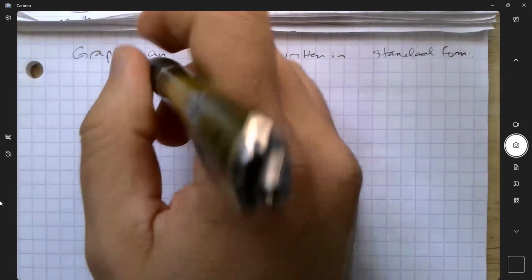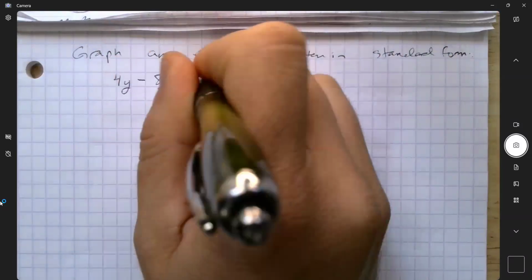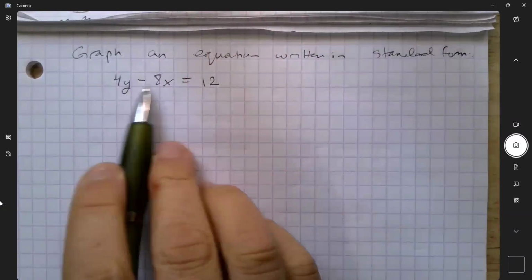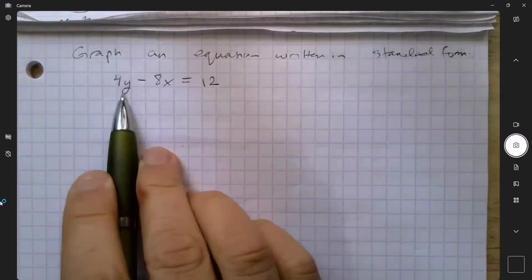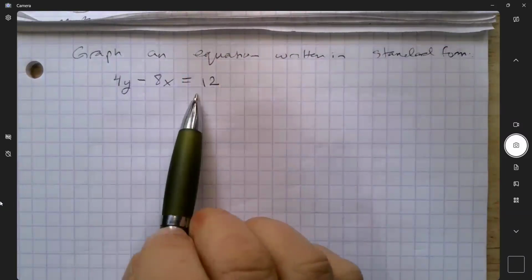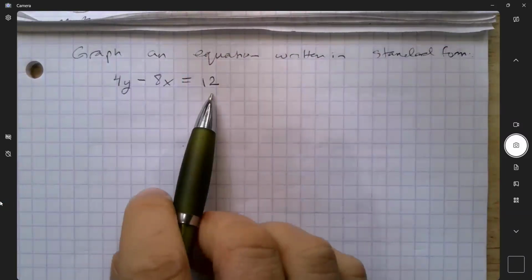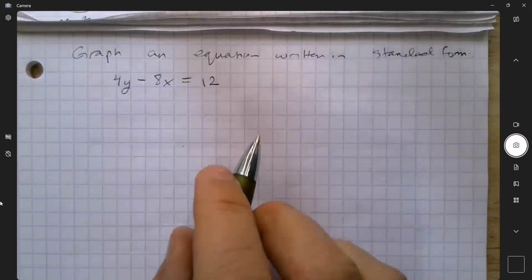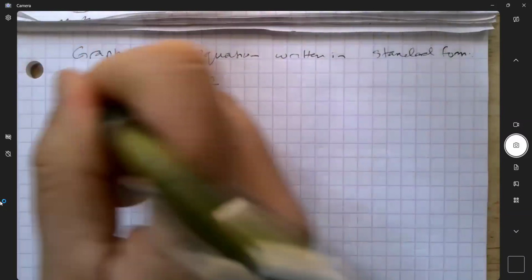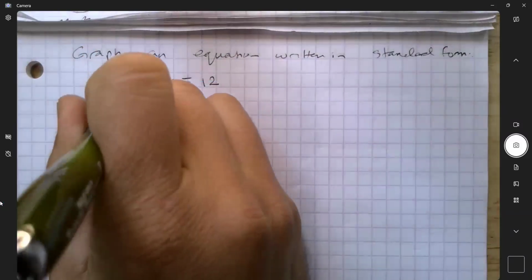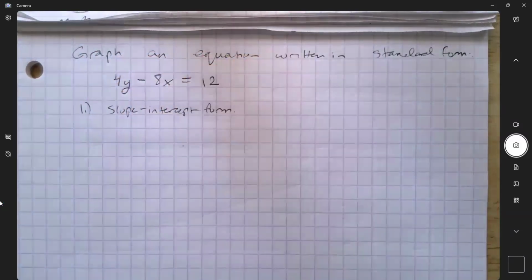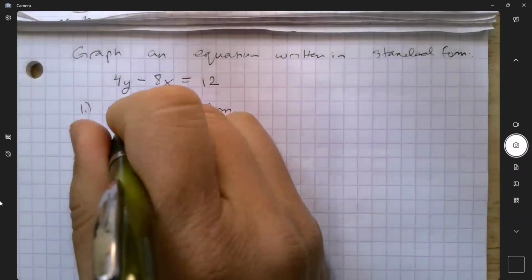4y minus 8x equals 12. I don't have to have the x's first. In this case, the 4y minus 8x, the 4y was first. This is still a linear equation, but it is not written in slope-intercept form. So if we need to graph, we have two options. Option one is convert to slope-intercept form. Again, that's a pretty good idea in general, so let's do that.